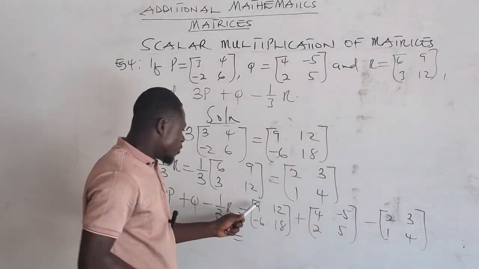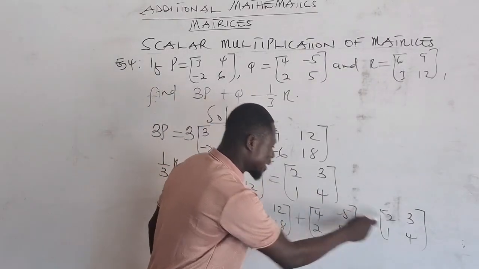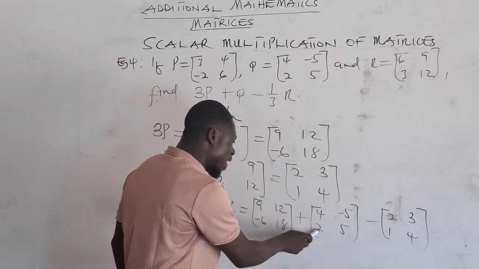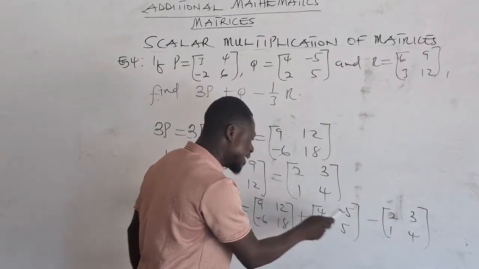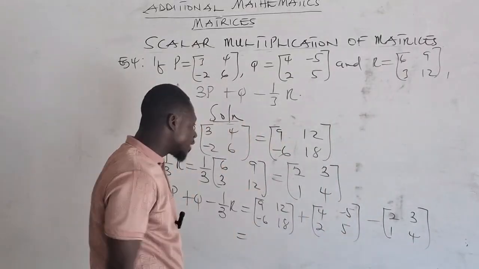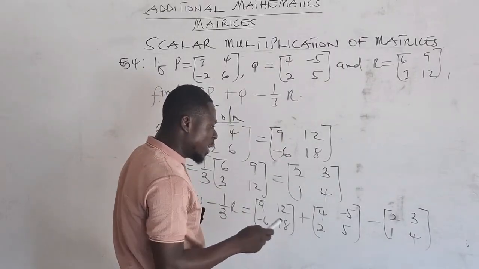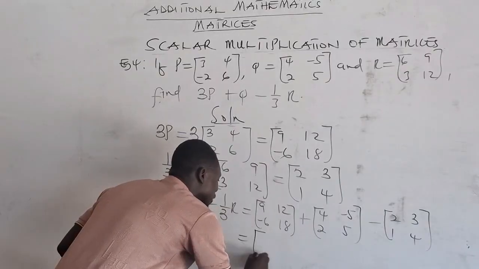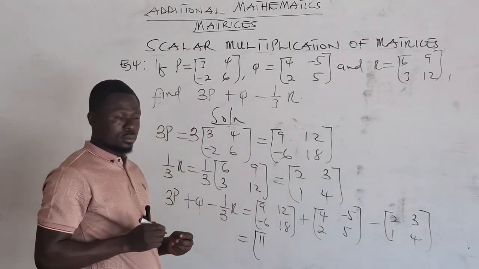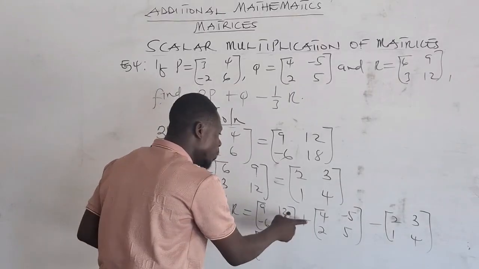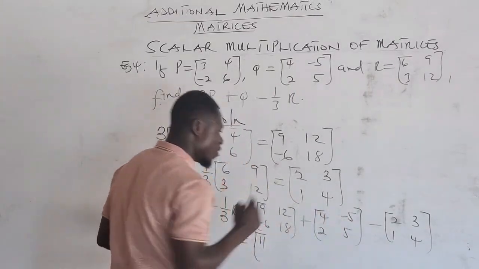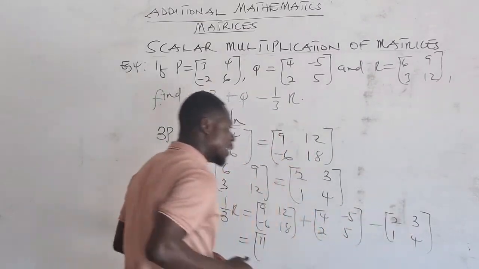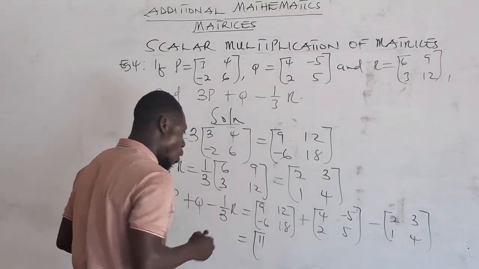Straightforward. So let's start. 9 plus 4 will be 13. Minus 2 will give us 11. And then 12 plus negative 5 will be 7. Minus 3 will be 4.